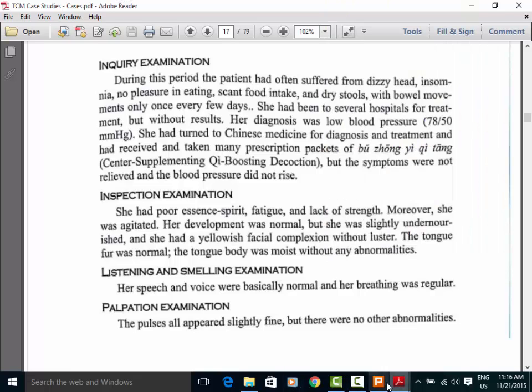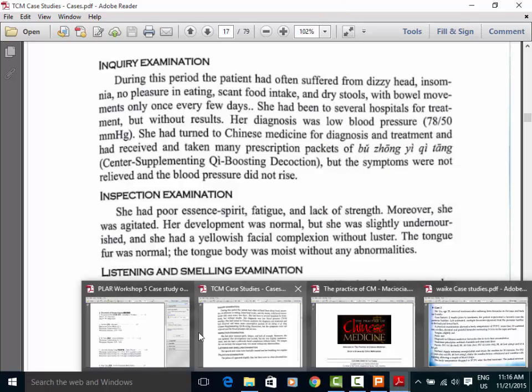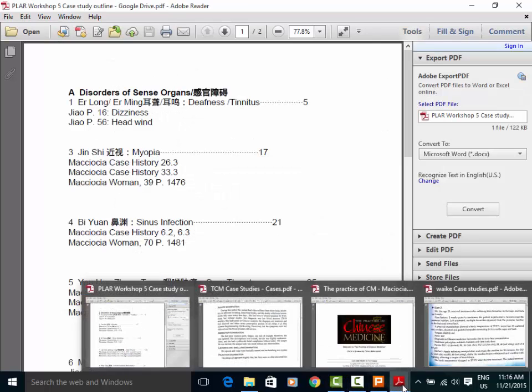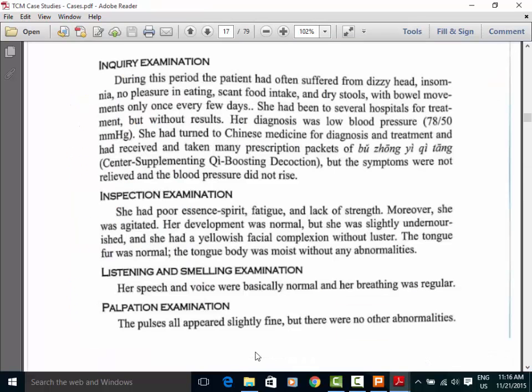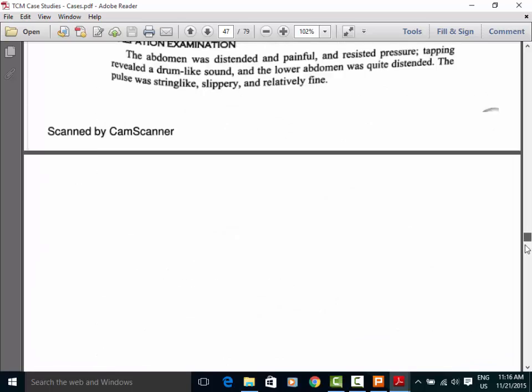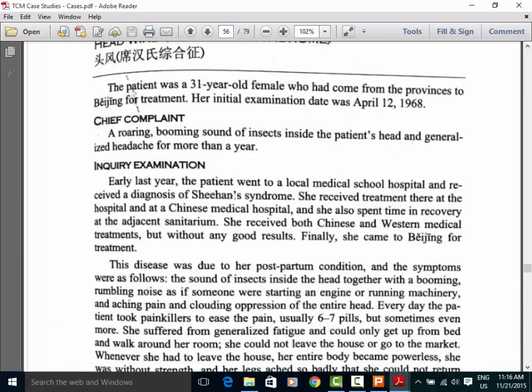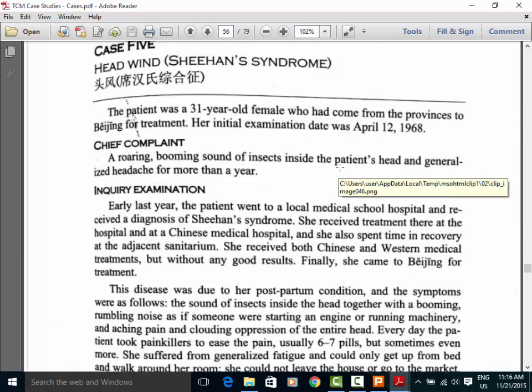Excellent. There's one more that I wanted to do from here. Let me just check what page that was on. 56. Is it 56? Yeah. These are all very helpful to do no matter what you're doing.